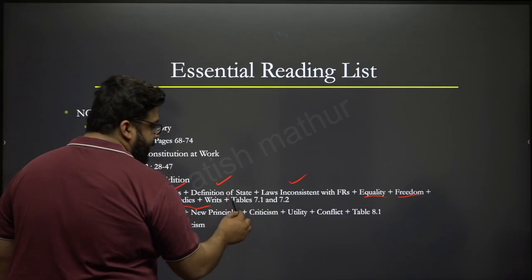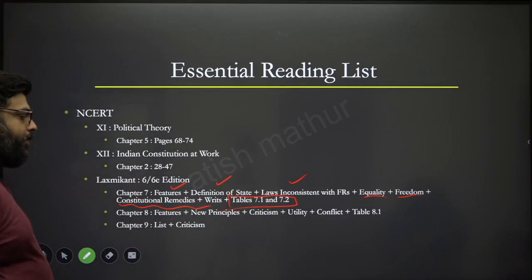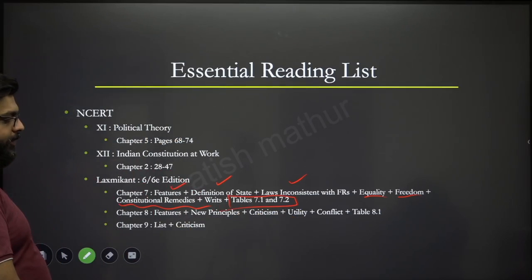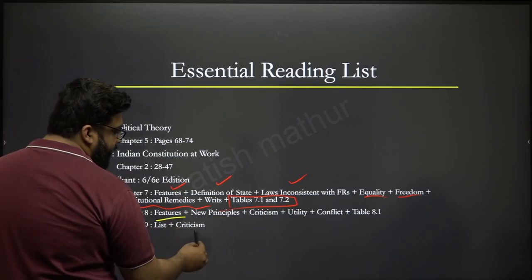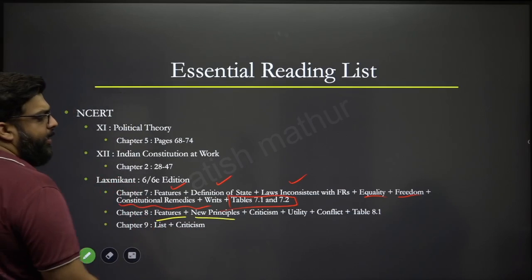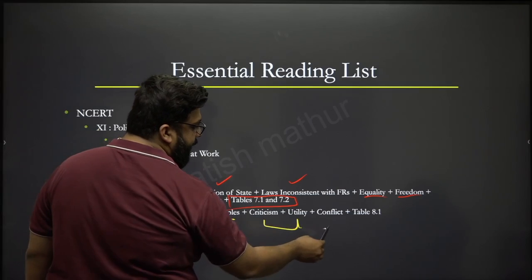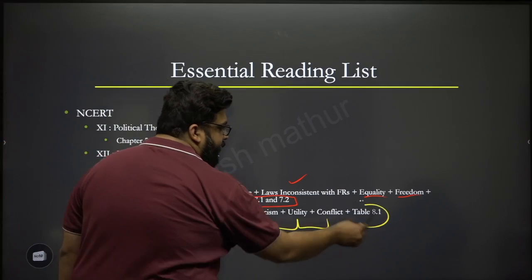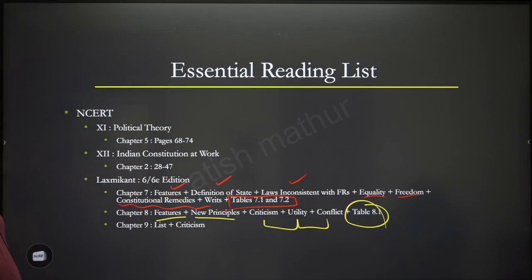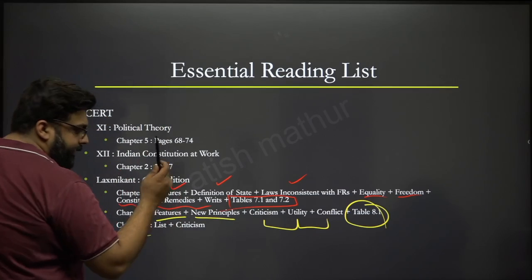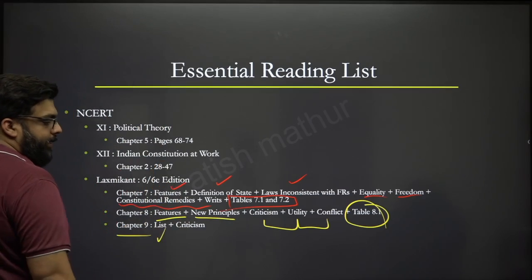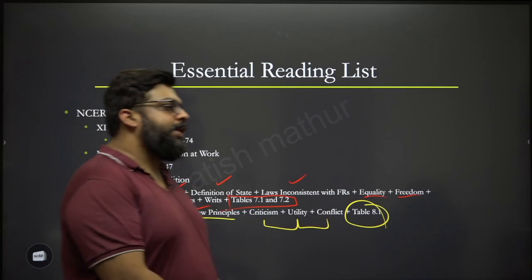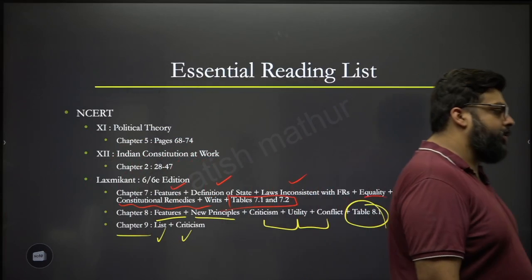The two tables that are extremely important are 7.1 and 7.2. As far as Chapter 8 is concerned, which is directive principles, you should know what the features are, you should know the new principles that have been added. Just read through criticism, utility and conflict once, because sometimes options can be made out of here, and refer to table 8.1 as soon as you can. Chapter 9, which is fundamental duties, just go through the list once and just read through the criticisms. I've already given you the trick. You don't really have to memorize anything beyond the trick, right?